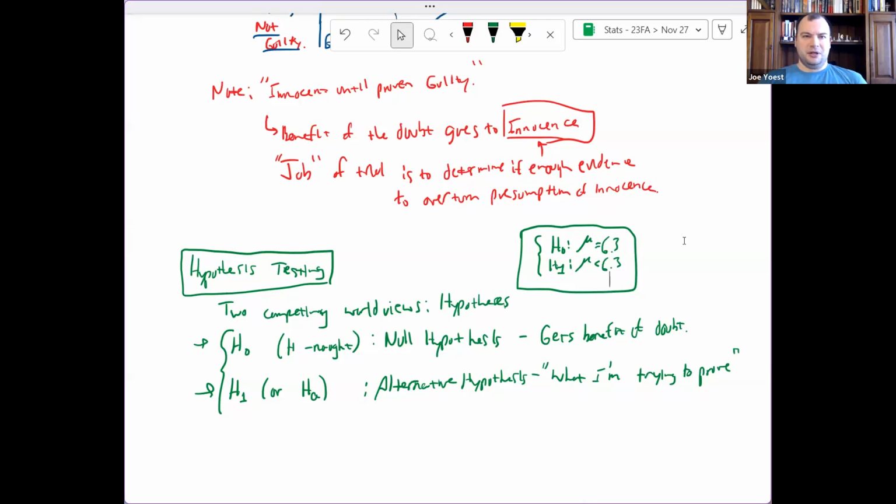So the null, the thing that gets the benefit of the doubt, the thing that's kind of the opposite of what the investigator is trying to prove, in a sense, is that the mean number of days off hasn't changed. So it just stayed at the status quo of 6.3, and implementing the flex time didn't really do anything. What we're trying to provide evidence in favor of is that the mean has gone down, that flex time did reduce the number of days off, and that the mean is less than 6.3.